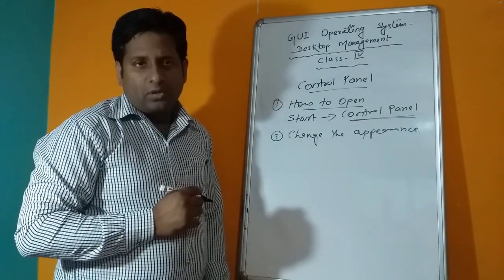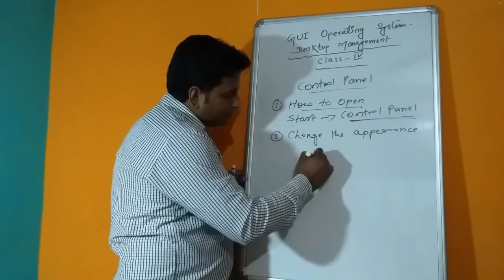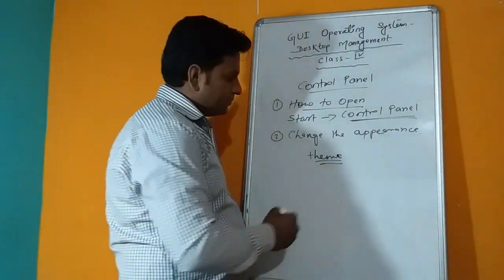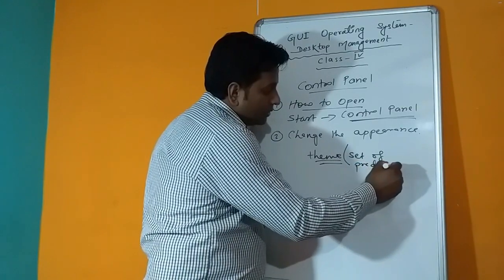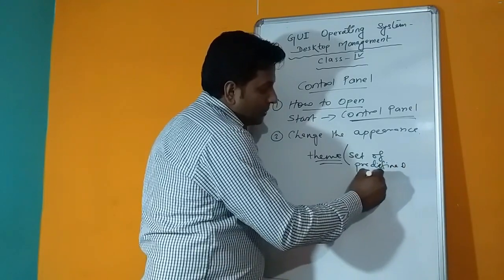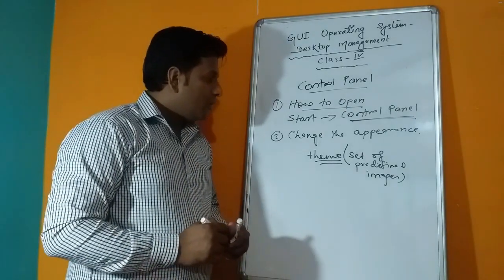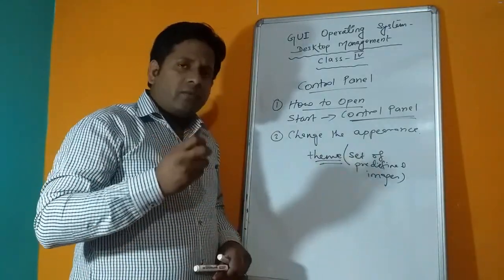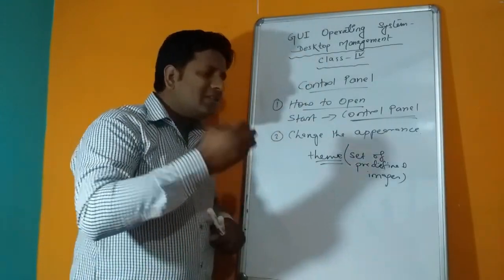After personalization options, you can go to the theme. There are multiple inbuilt themes available. Themes mean a set of predefined images. Once you have opened the control panel, then appearance and personalization, then theme, and from theme you'll get so many options. You can select one, and you can see the appearance is changed.